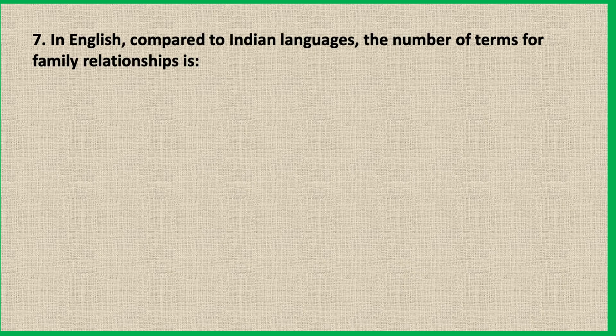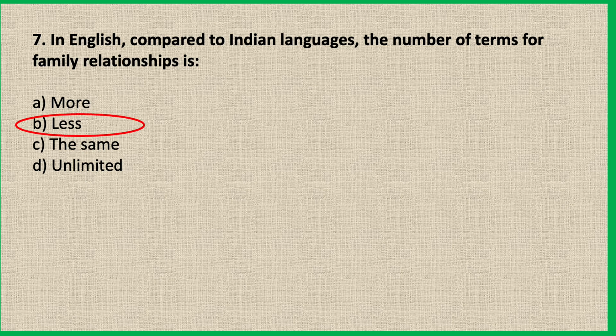In English, compared to Indian languages, the number of terms for family relationships is. Options are more, less, the same, unlimited. Which is the correct answer? Less. In English, there are not many terms to describe family relationships. Indian languages have many more terms.